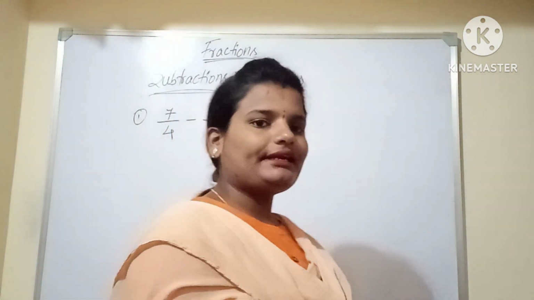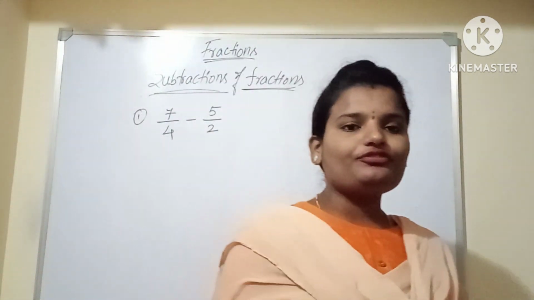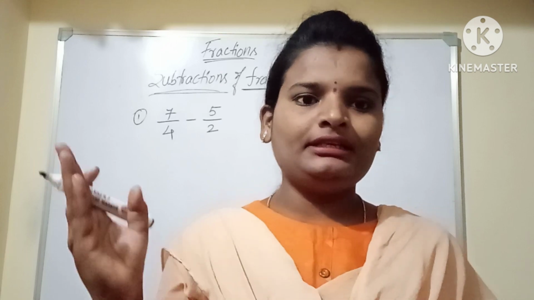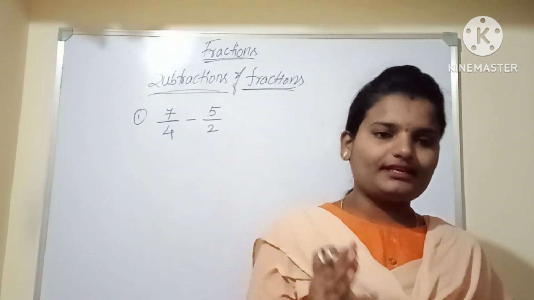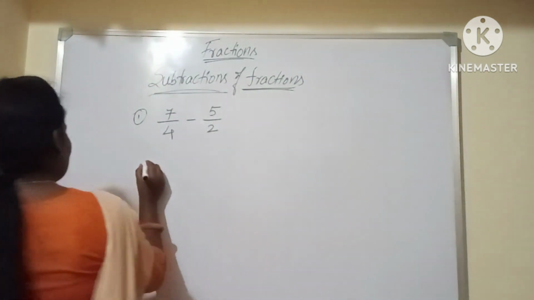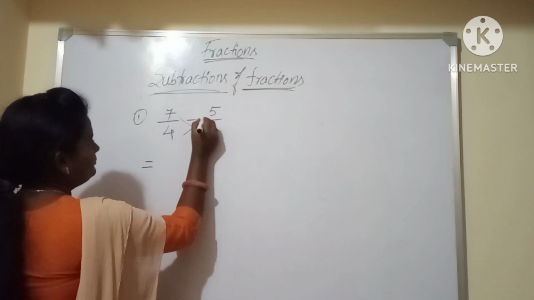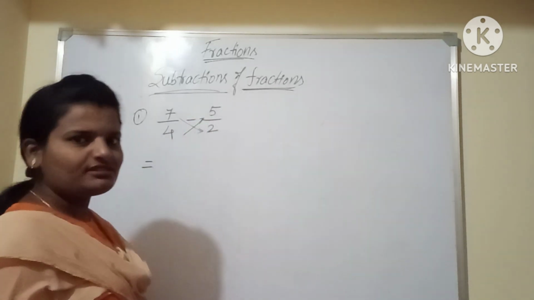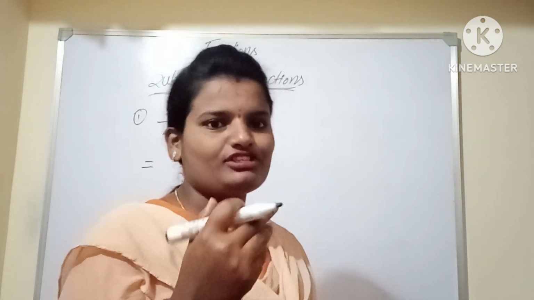How to subtract here means the same. How did we do it in the addition? We have to do cross multiplication. First what should we do? Cross multiplication we should do. Here also the first step is the same. For both addition and subtraction, the same procedure. Only one thing will change, the middle sign.